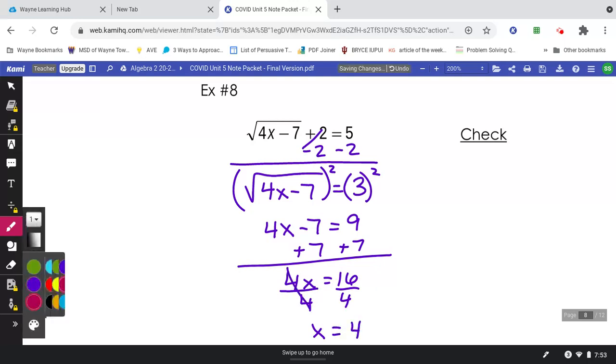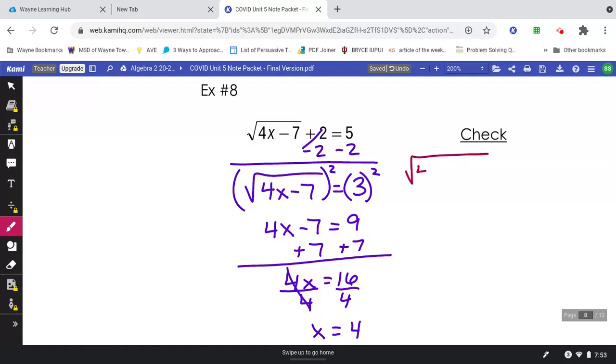I will have to check this one because it is a square root. So I'll check it all the way back in the original. 4 times 4, so I plug the 4 in for that x, minus 7. And then the plus 2 is a little bit separated, equals the 5. Again, we want to keep that 5 there the whole time, so we'll just drop it down with each step that we do.